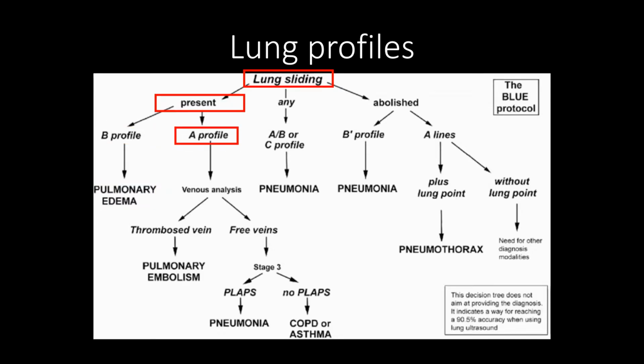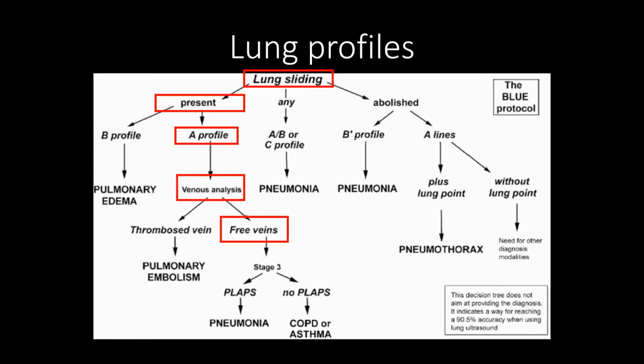However, if again there's lung sliding, but instead of B lines we see A lines, the next question we need to ask ourselves is whether or not there are any thrombosed veins, in which case we would need to do a venous analysis, and this is beyond the scope of this section. However, if we did identify a thrombosed vein, this would be consistent with pulmonary embolism.